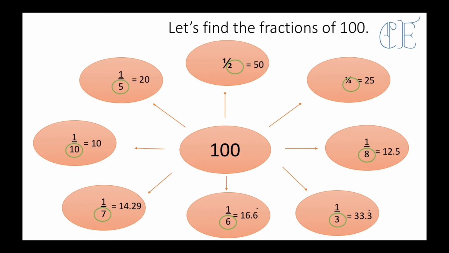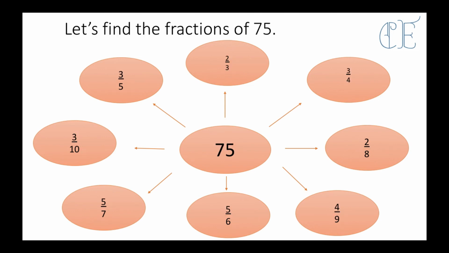So well done if you got all of those correct. Remember the rule, you're just dividing by the bottom number, okay? And then if the number on top is more than 1, you times by that. Okay, there's your rule in the top corner there. If you haven't written it down already, I suggest you do. Okay, right, so let's find the fractions of 75 then. Now, please pause the video again if you want to, and then I'll go through the answers.